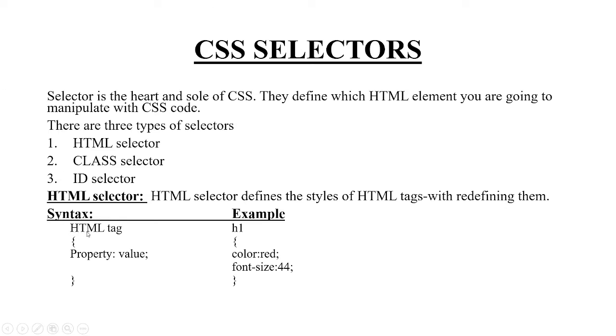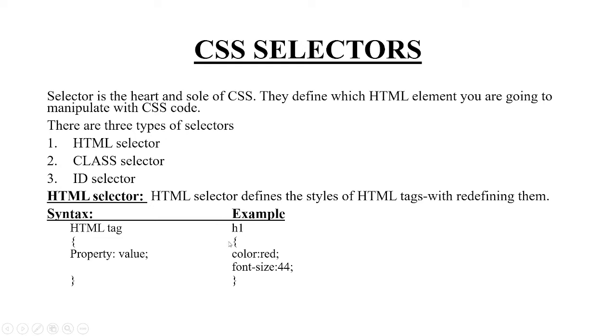So here we are going to write the HTML tag, braces begin, and within the braces, you are going to specify the property and you are going to assign the value to the property by separating them with a colon. And finally, you are going to end with a semicolon.